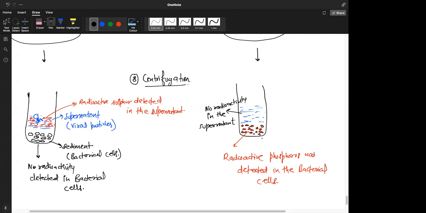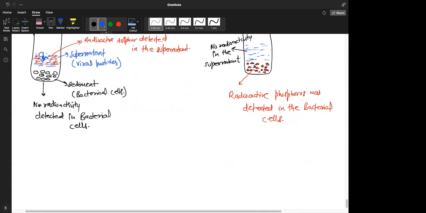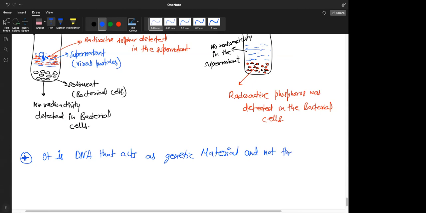What does this experiment tell you? This tells that it is DNA that acts as genetic material, because we can detect the radioactivity signal, and not for the protein.